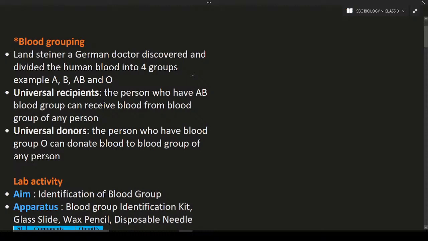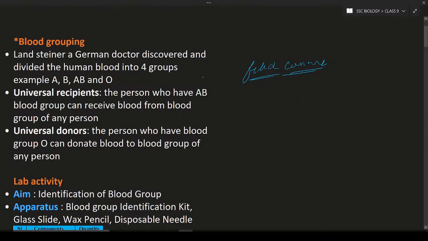So what is meant by blood? In the previous lectures we have discussed that blood is a fluid connective tissue. Why are we calling blood a fluid connective tissue? Because blood looks like a fluid, it contains blood cells, and it also connects different parts of the body. This is the reason it is a fluid connective tissue.